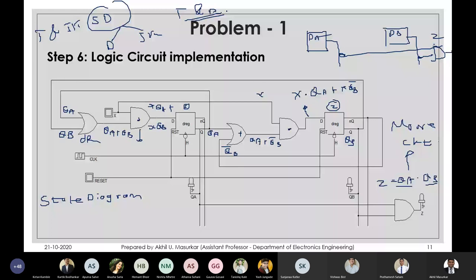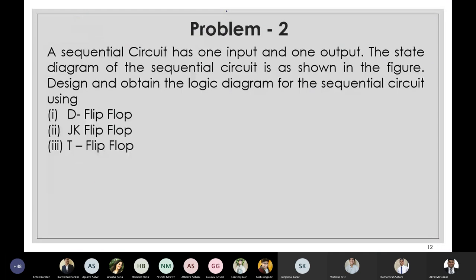Just copy this problem. A sequential circuit has one input and one output. So they have clearly mentioned that there is one X and there is one Z. Sometimes X can be like this also, X1, X2, X3, and so on. There can be multiple x's and multiple z's also. So you can imagine how complicated the state diagram can become.